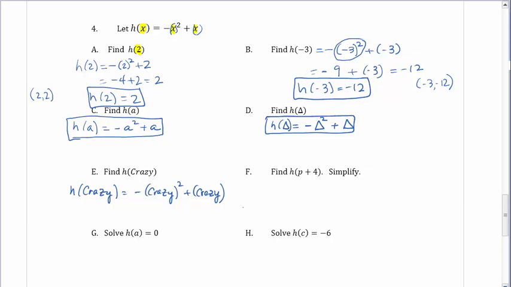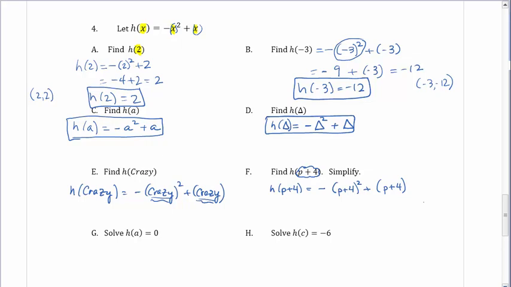So just like I substituted the word crazy over here, when I have a whole algebraic expression like p plus 4, I'm going to substitute that in where the x was, and I'm going to be careful to put it in parentheses. So h of p plus 4 is going to be negative parentheses p plus 4 squared plus p plus 4. Now in this particular case, because these are now algebraic expressions instead of just strange symbols, I can actually expand this and simplify.